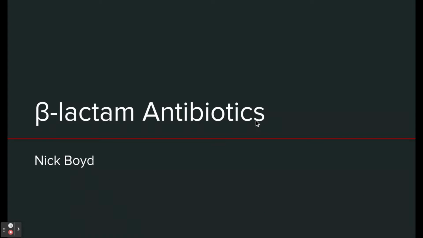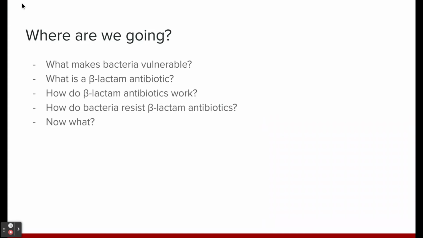So here we go. Okay, so first, an overview of where we are going. We're going to look at what makes bacteria vulnerable, starting with why bacteria are susceptible to these antibiotics. Then we're going to talk about what specifically a beta-lactam antibiotic is, and how these specific antibiotics work. What are the resistance mechanisms that bacteria have developed to combat these antibiotics, and now what? What do we do now that we have a lot of resistant strains, and how do we envision this in the industry of pharmacology?